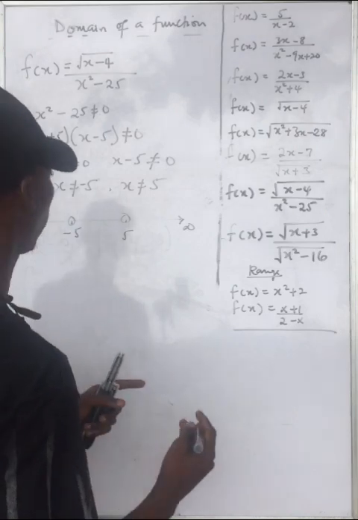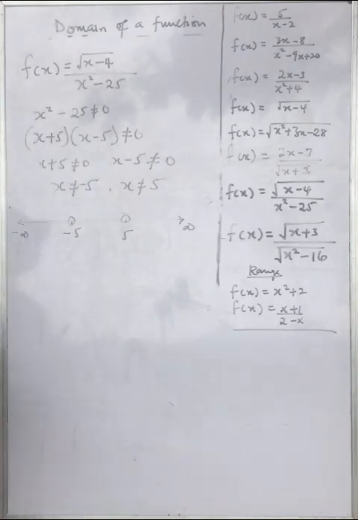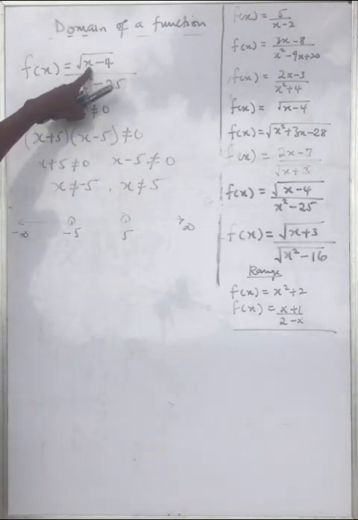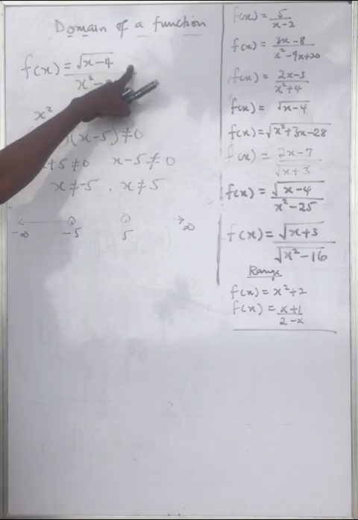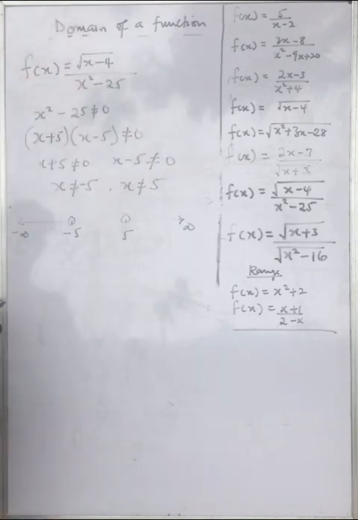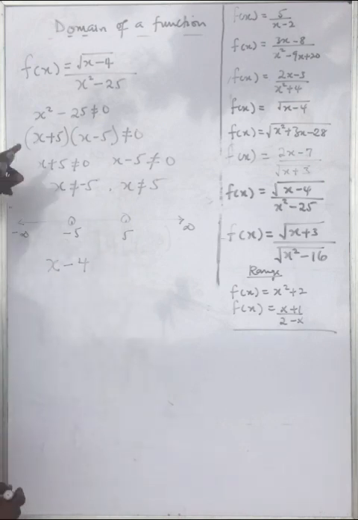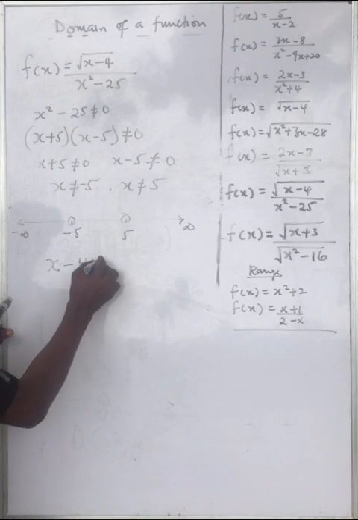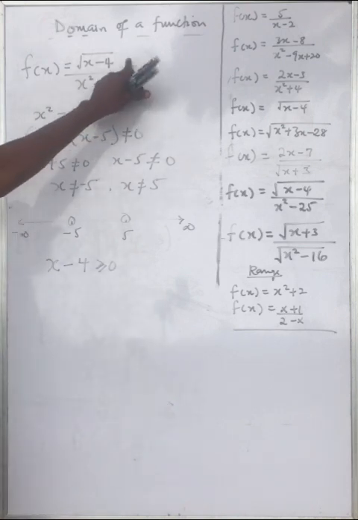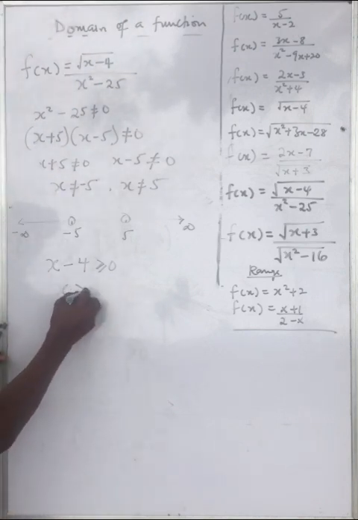Let's see. We need to treat this. So in this case now, remember, the domain of the function will be real numbers that will not make this function complex. So in order for us not to get a complex number here, we have to have x minus 4 greater than or equal to 0, since you don't want to have a complex number and it's the numerator. So that x is greater than or equal to 4, isn't it?